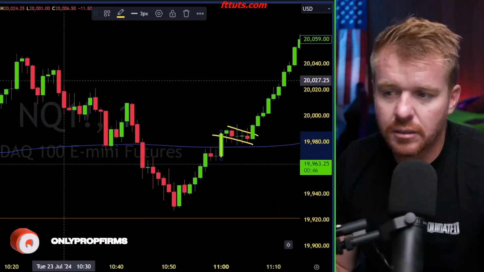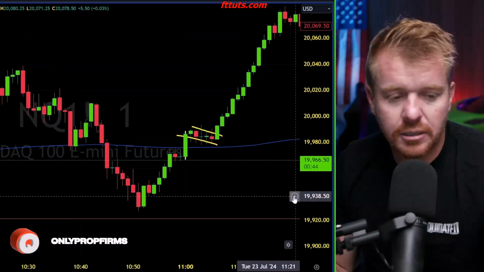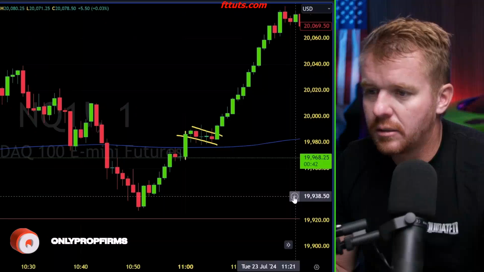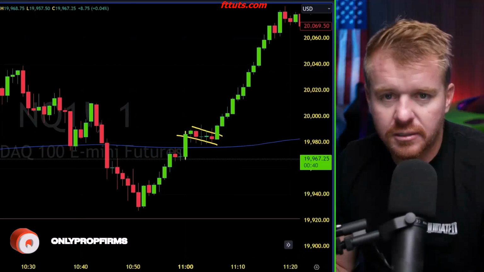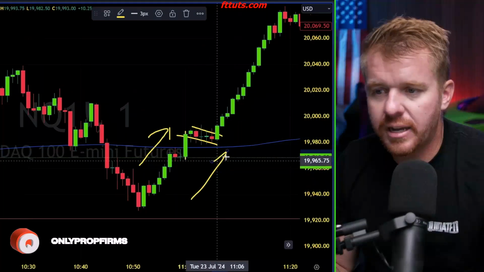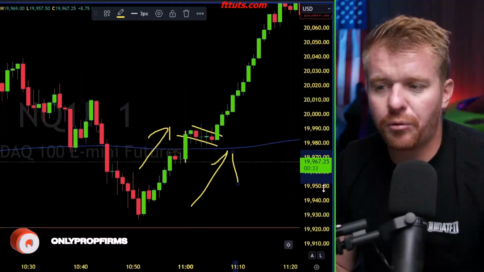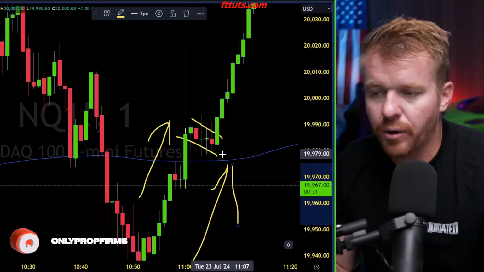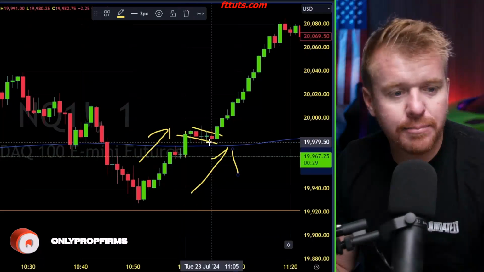But again, remember, very simple. What is the trend doing here? The trend is pointing up. What is the bull flag doing? The bull flag is pointing down.